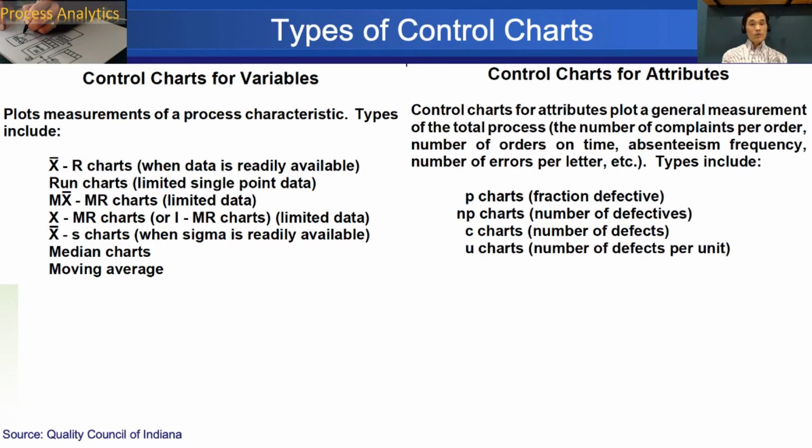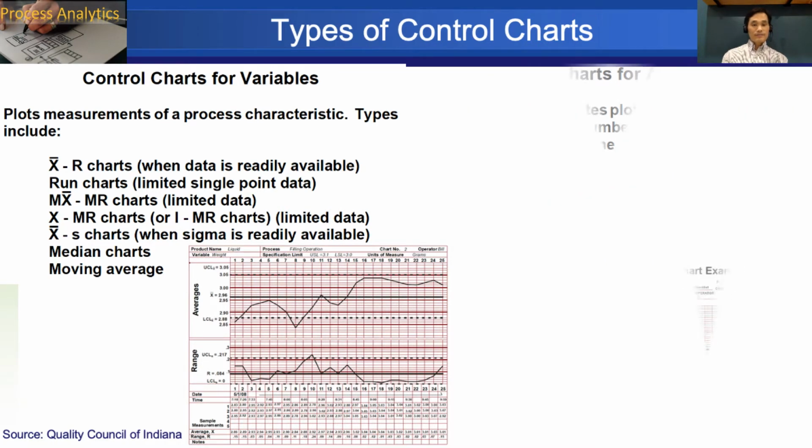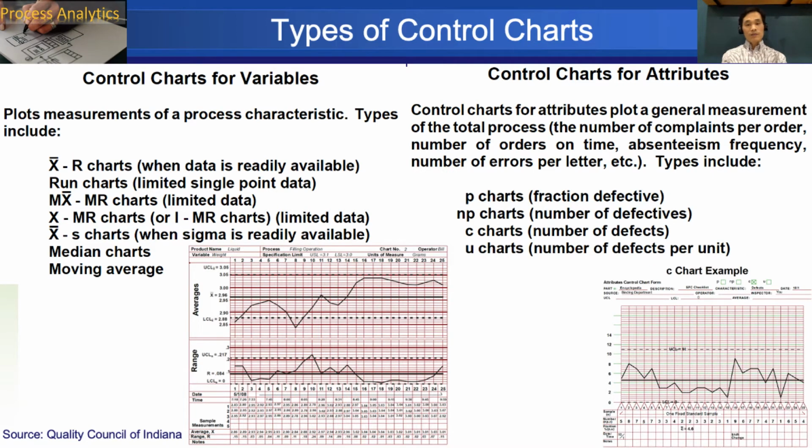For control charts for attributes, such as integers like the number of people or defects, or proportions, we use these control charts. When the fraction defective is of interest, we use the P chart. The NP chart is for the number of defectives. The C chart is for the number of defects. The U chart is for the number of defects per unit. And this is an example of an MX-bar MR chart. And this is an example of a C chart. So it looks different.